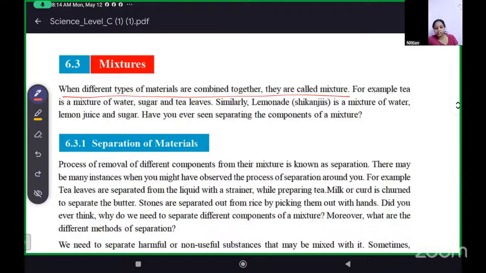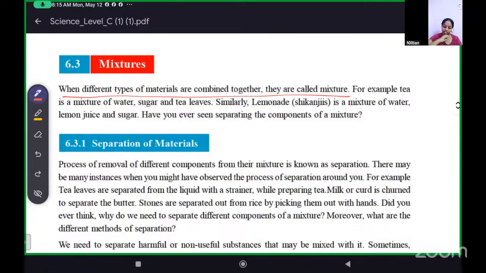Also, lemonade, that is shikanji, is made of ice, water, lemon, sugar, and salt also. We put salt. Some people put black salt also.